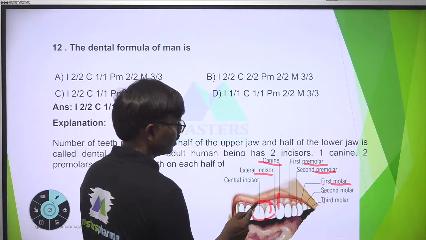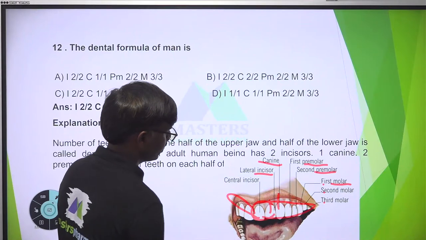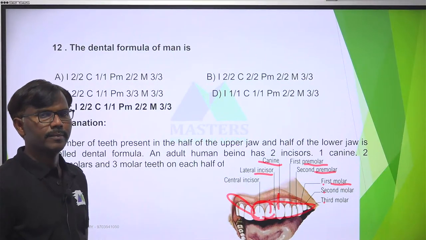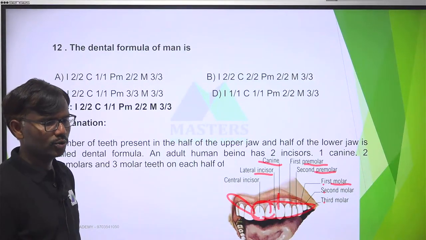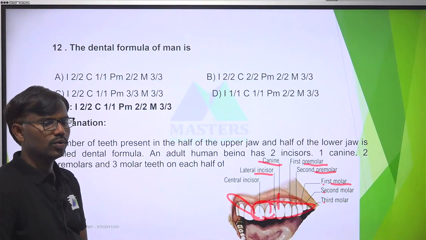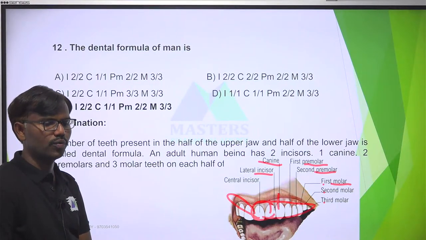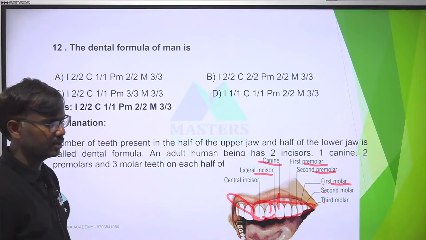So this is how the dental formula of human beings is, okay. Human beings dental formula, 2 1 2 3, right? Remember this.